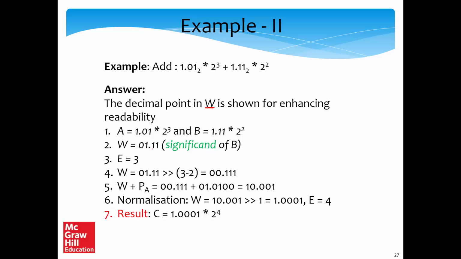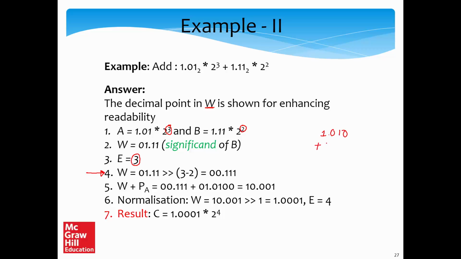So the significand of B is 01.11, and E, the final exponent that at least we are planning at the moment, is 3. To make W, the first stage is that we take the significand of B and shift it to the right by 3 minus 2 positions. So this will make it 0.111. Then we add 0.111, which is the value of W, the right shifted version of B's significand, with the significand of A, which is 1.01.